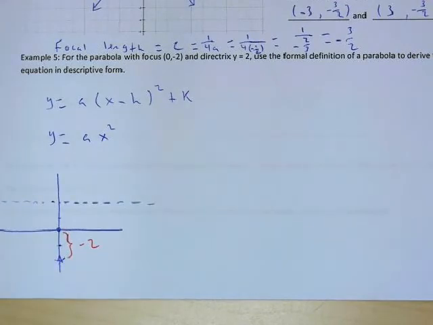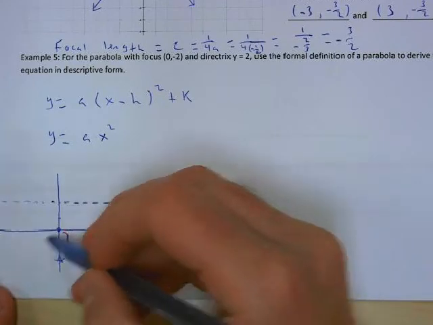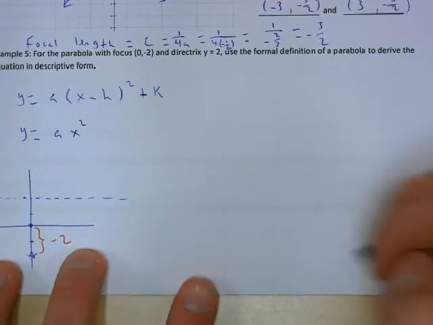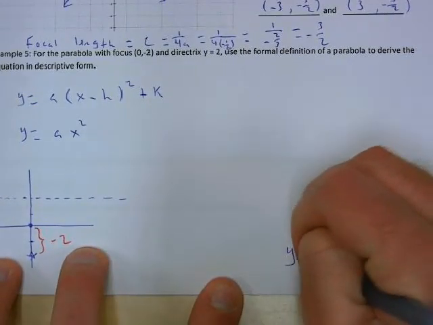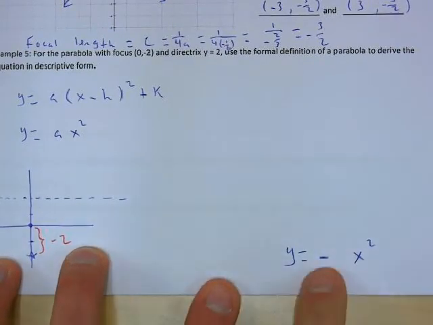Just keep in mind, since my focus is down here, my parabola is going to wrap around that focus. In other words, my parabola is going to be opening which direction? Well, it's going to be opening down. So then I know my a value should be negative. So if you just keep that in mind, putting it down here where we're going to stick our answer, my equation is going to be y equals negative something times x squared.